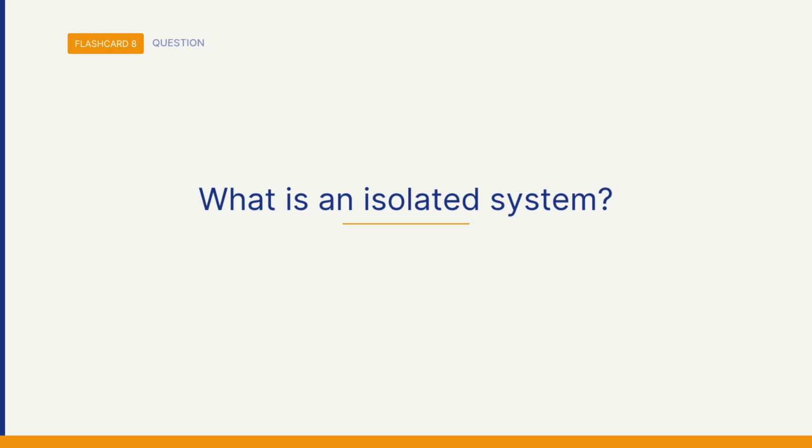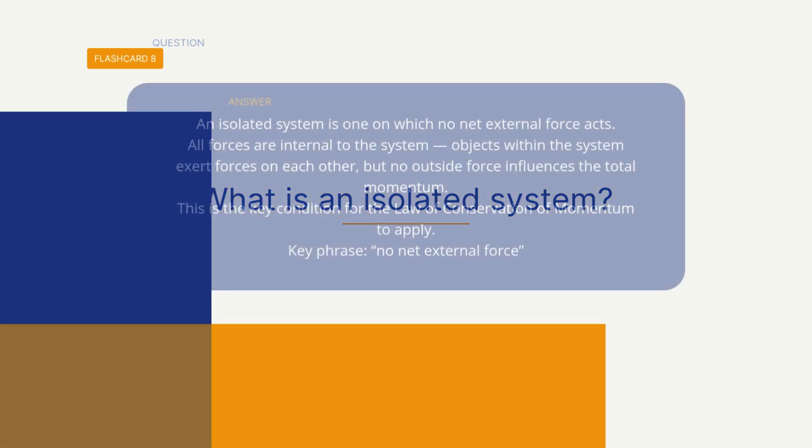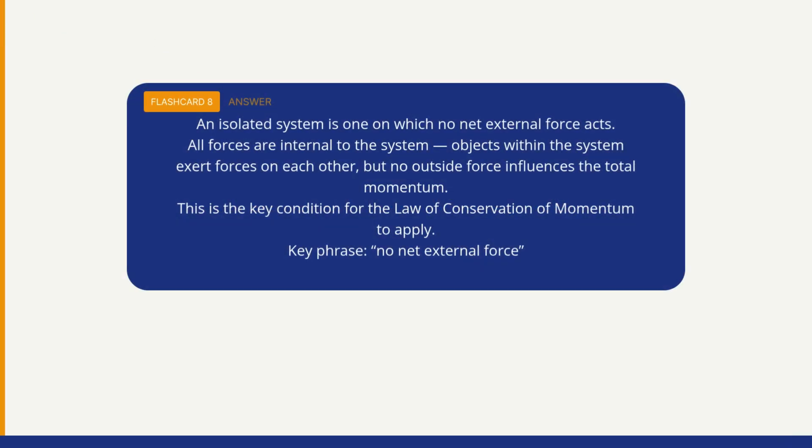Flashcard 8. What is an isolated system? Think carefully before revealing the answer. The correct answer is, an isolated system is a system on which no net external force acts. Objects within the system may exert internal forces on one another, but no outside force changes the total momentum of the system. This is the key condition required for the law of conservation of momentum to apply. Remember the key phrase, no net external force.